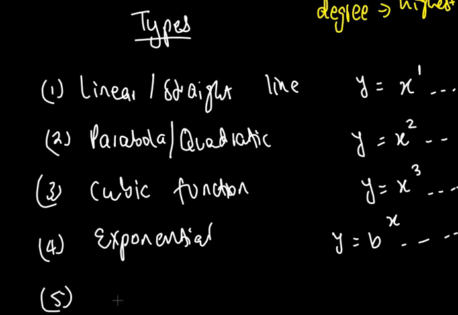Number 5, hyperbola. So hyperbola also, this is where you find that the x is a denominator. I'm just going to choose, let me just say a. So if x is a denominator, then you know that you're dealing with a hyperbola. So these are the types of functions that we have.